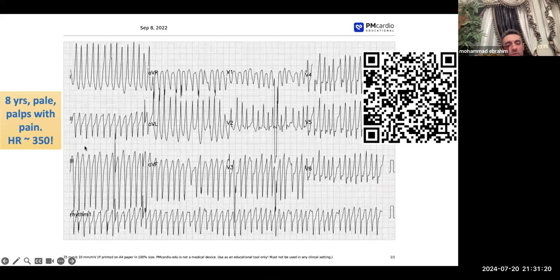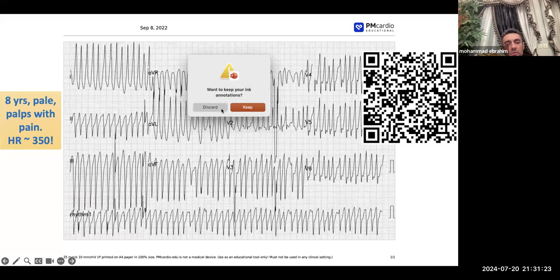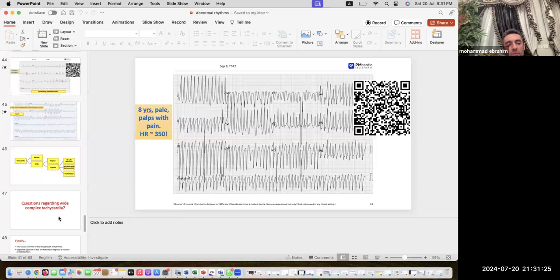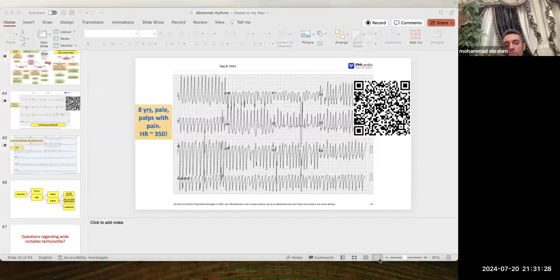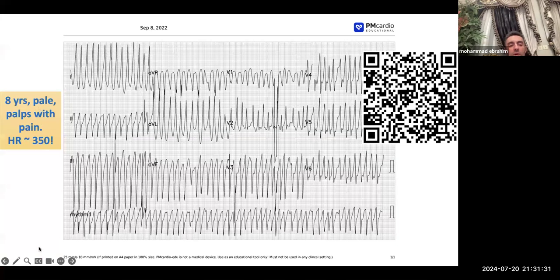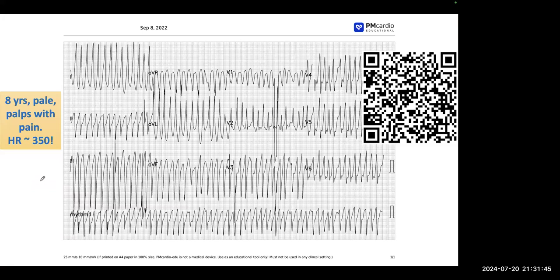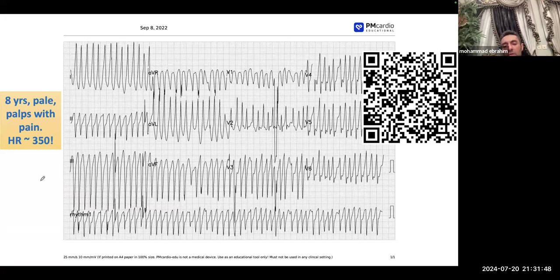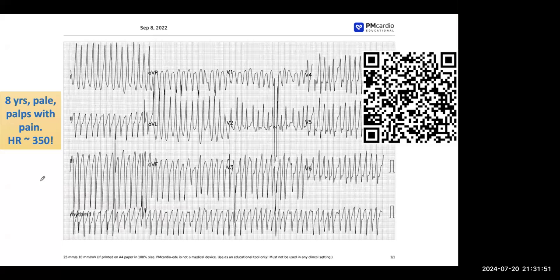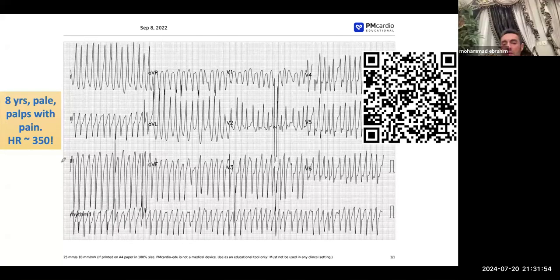I think we have a couple more slides. Let me see how many slides we have. Okay, we have 3 or 4 more slides, so we're almost done. So, 8 years old with palpitations. What do you guys see? Tachycardia, yes or no? Yes, wide complex tachycardia. Regular or irregular? Because it's very fast, it might be difficult to tell, but it's irregular, right? Irregular, polymorphic, ugly looking tracing.